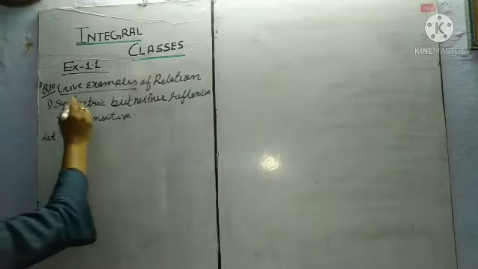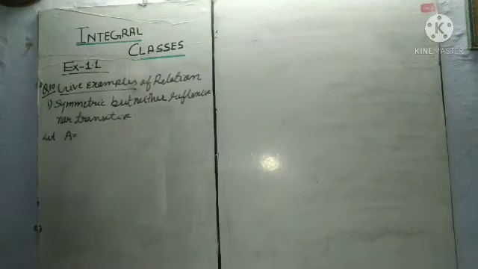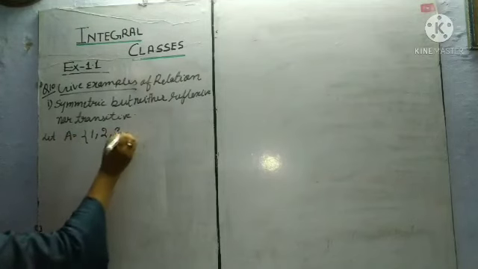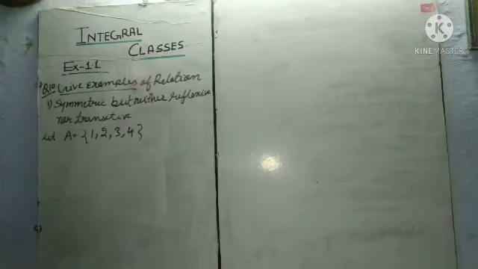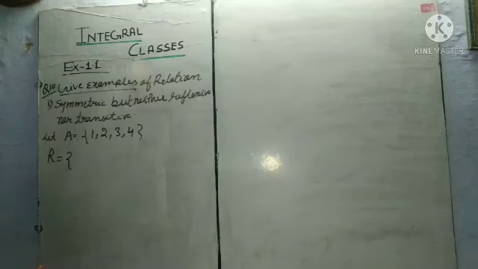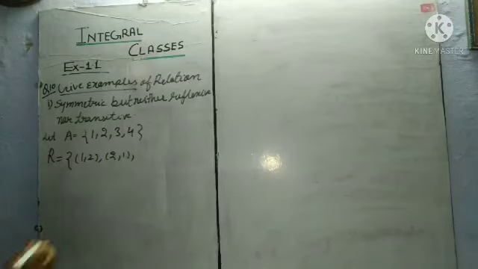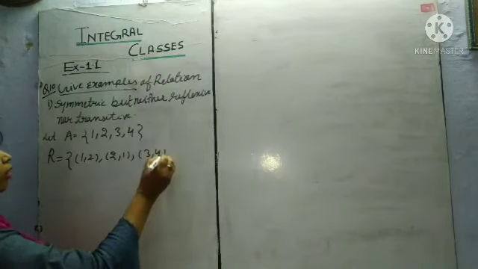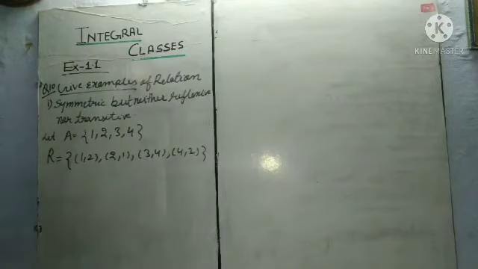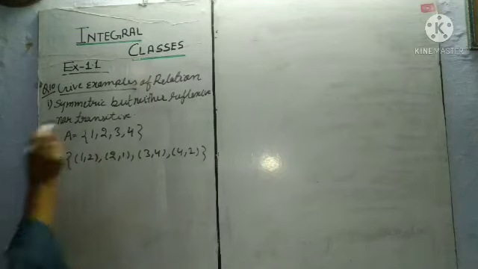Now question number 10. Give an example of a relation that is symmetric but neither reflexive nor transitive. First of all, we will consider A as 1, 2, 3, 4. It is the set A. Now we will write a relation: 1, 2, 2, 1, 3, 4 and 4, 2. Now we will prove that this relation is symmetric, neither reflexive nor transitive.